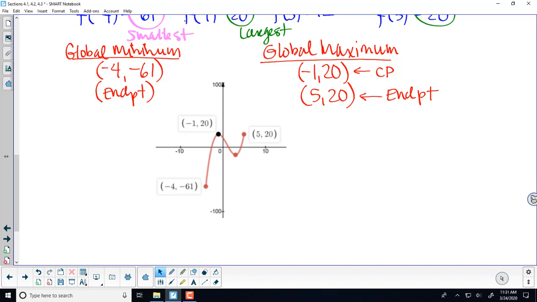Anyway, all right, so we can see the results of our work. So we can do it without relying on a graph. Pretty cool.